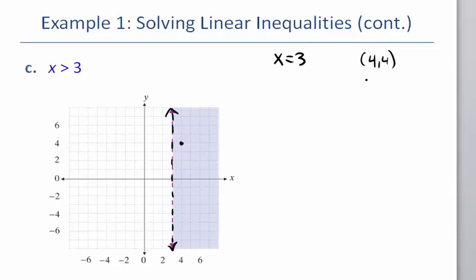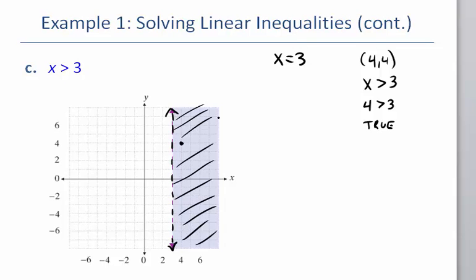I'm going to plug it in to my original equation. So the only thing I can plug in is the x. So 4 is greater than 3. That is true, which means that every point on this side is a solution to the inequality. And so I shade on that side.